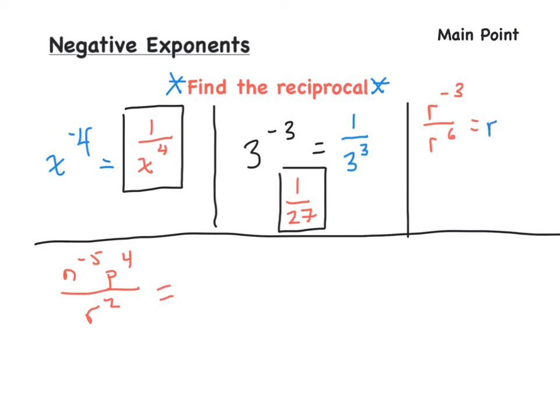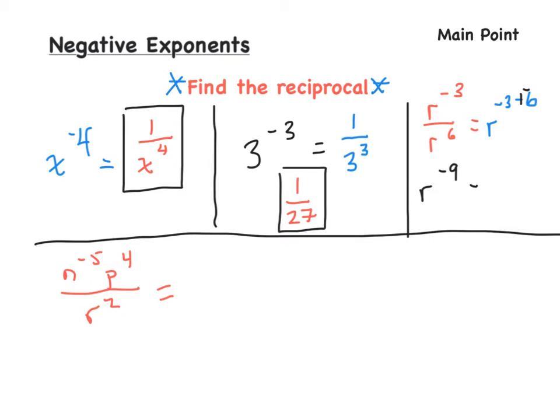So now we have r raised to the, so it's -3 minus 6. Be careful with your negative numbers. -3 minus 6 would be r raised to the -9. Because remember, you have to add the opposite, so it's -3 plus -6, which is equal to -9.